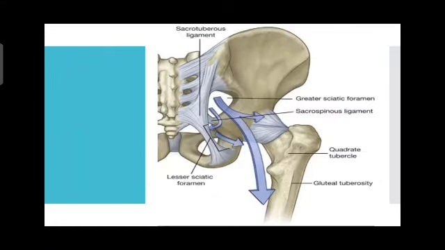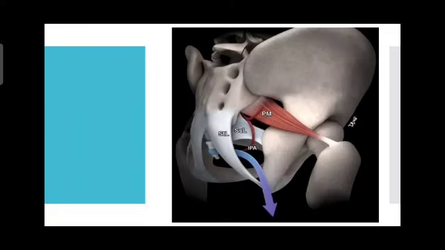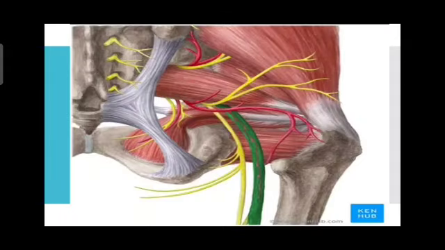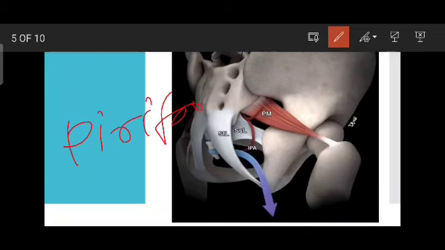We move to the next. This is the posterior aspect. This is the sacrotuberous ligament and this is the sacrospinous ligament. This is the greater sciatic foramen. This is the lesser sciatic foramen. In this slide you can see one muscle coming out of the pelvic cavity and entering into the gluteal region. This muscle is the piriformis muscle.